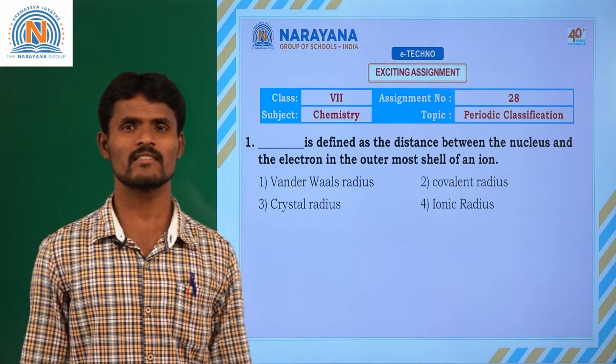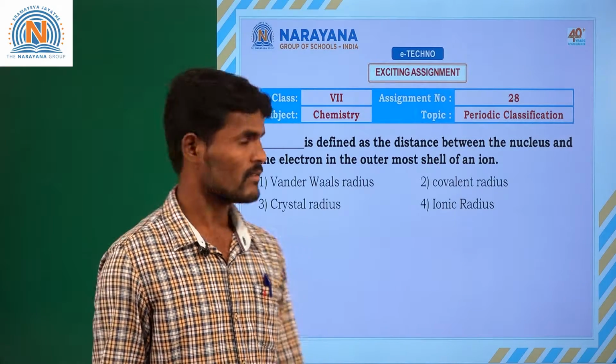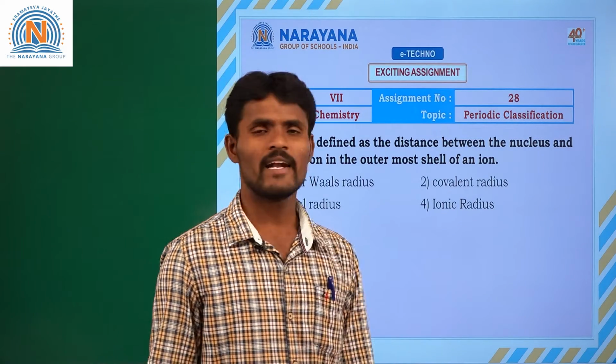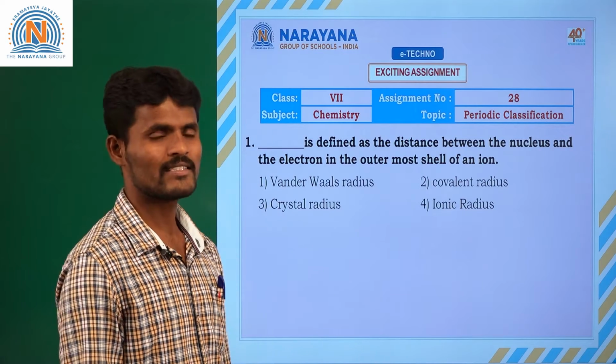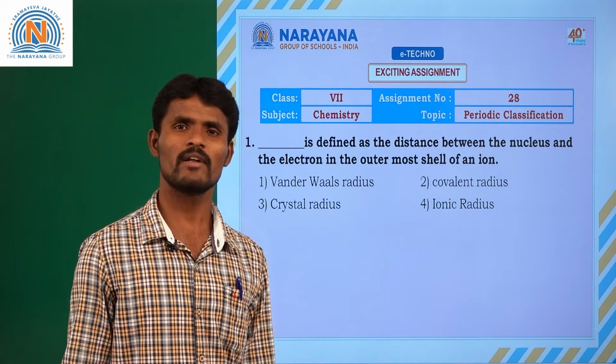Today we are going to discuss assignment number 28, 7th class chemistry. Our topic is periodic classification. In this assignment, we have a total of 5 questions. Now let us discuss one by one.